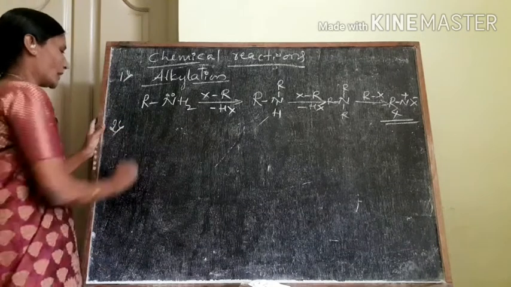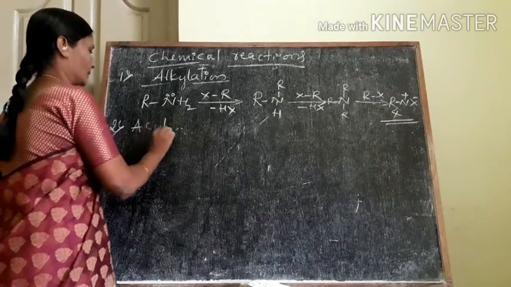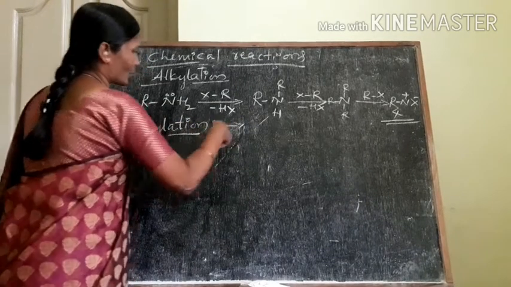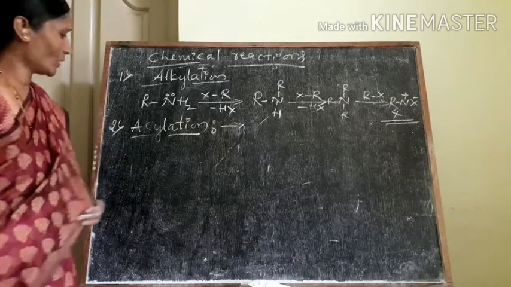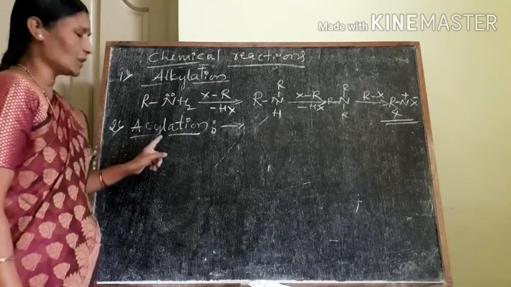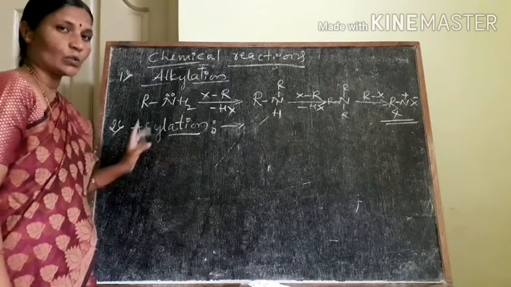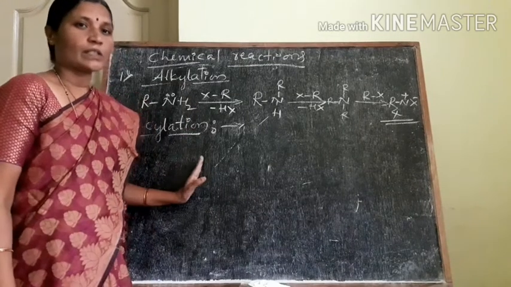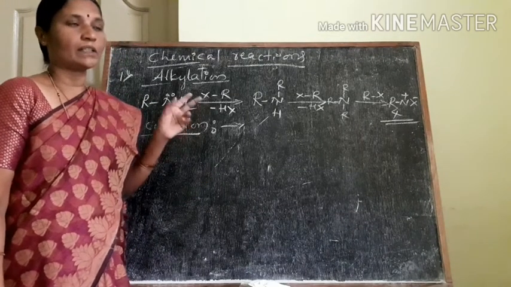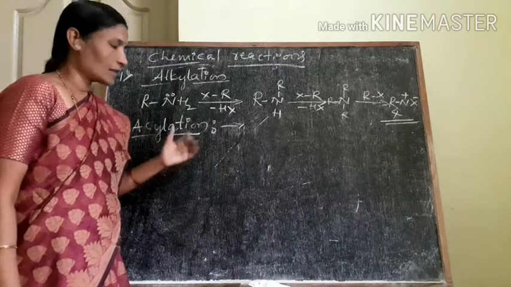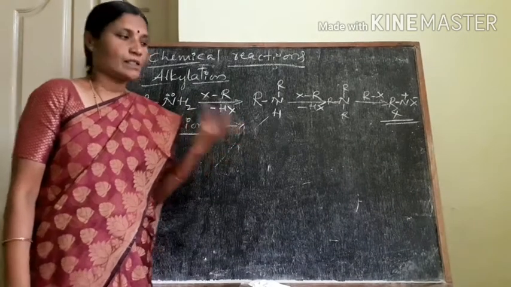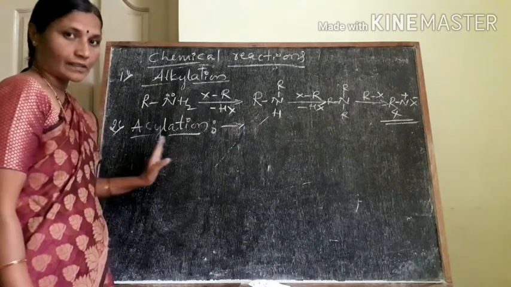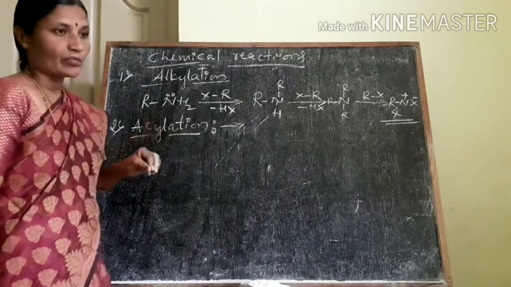And next is said to be acylation. The meaning of acylation is, aliphatic or aromatic, whatever it may be, they must be primary or secondary, not tertiary. Primary and secondary aliphatic or aromatic amines react with acid chlorides or acid anhydrides, or you can say esters, like that. They are reacting in the presence of a strong base.